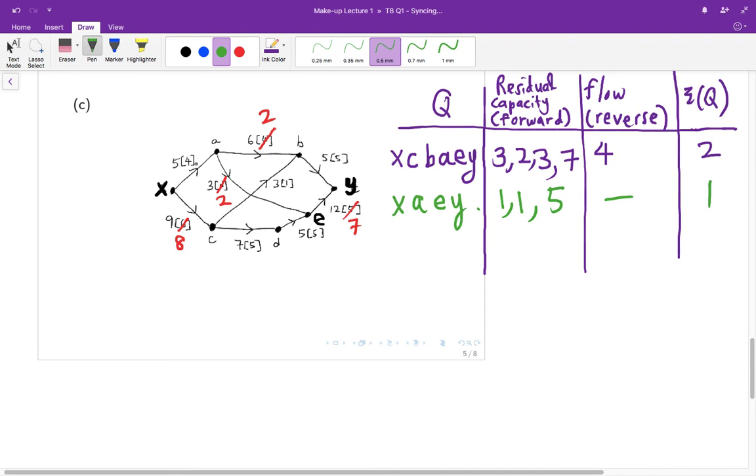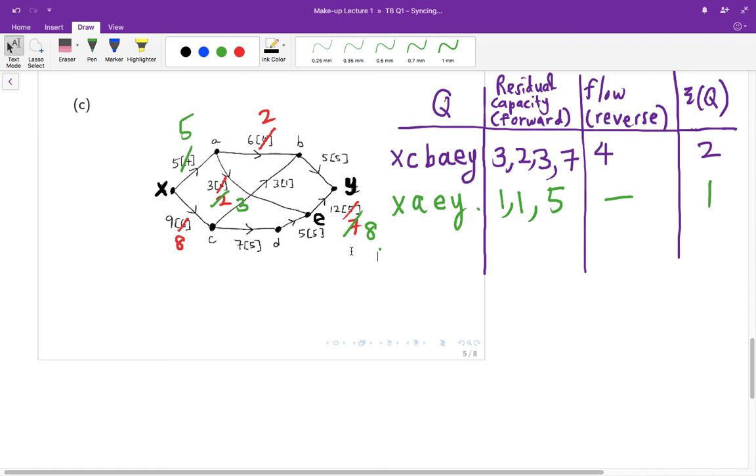And now we can revise the flow by increasing the existing flow along the path by 1. This means the flow of 4 here will be increased to 5. The flow along AE now becomes 3. And then the existing flow from E to Y now becomes 8. All right? Let us now see if there are any further flow-incrementing paths.